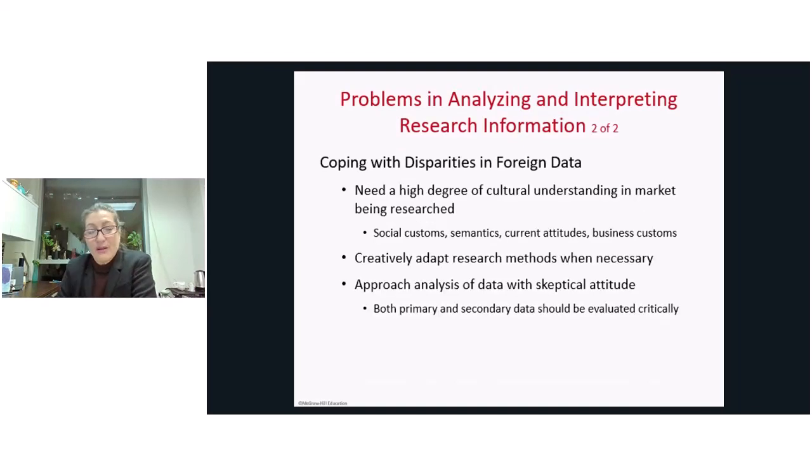So how do we cope with these disparities in foreign data? We need a high degree of cultural understanding in the market being researched. We need to understand their social customs, their semantics, their attitudes, and their business customs. We need to creatively adapt our research methods when necessary, and we need to approach the task of data analysis with a skeptical attitude for both primary and secondary data.